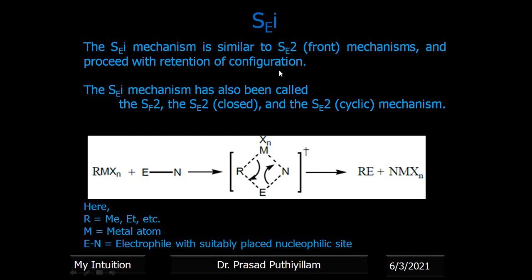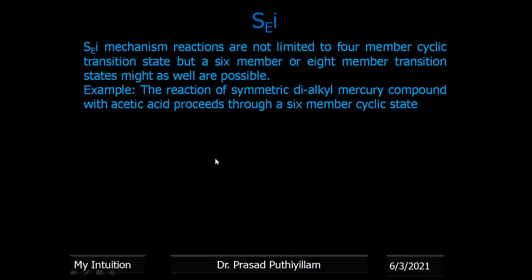It can also be called SEF, in which F stands for front, and it is also known as SE2 closed, because a closed ring structure is formed, and also it is known as SE2 cyclic mechanism. Now we've seen that a 4-member ring is formed in the transition state. Not only a 4-member ring, even 6-member or 8-member transition state rings are possible.